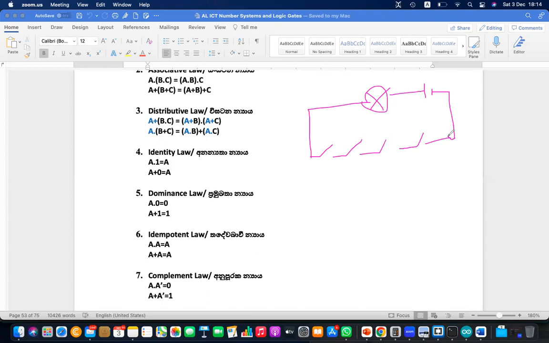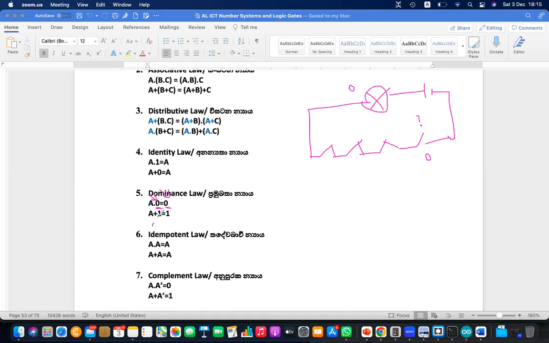In this kind of AND circuit, if this is complete, this is complete, this is also complete, but this is not complete, then if one is not complete, the bulb won't work. If this is not closed, the bulb won't work. That is the thing. The dominance law is dominating. So if one input is 0, that dominates, and the output will become 0.